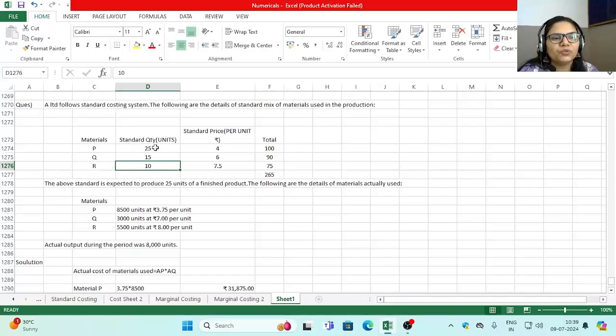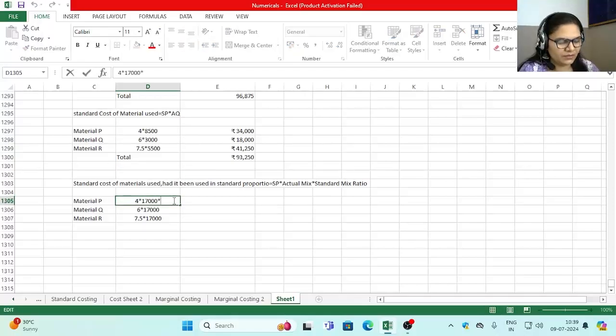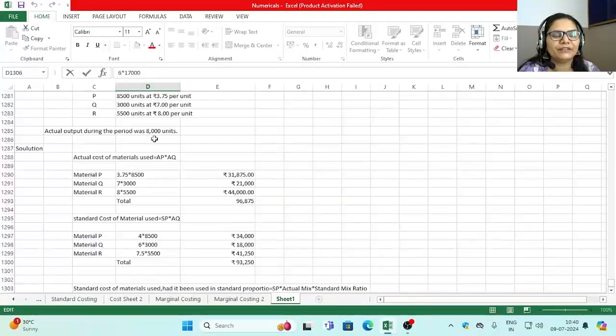And we have to find out the ratio of each composition of each material into a final product. So standard mix for material P will be 25 divided by total units, that is 25 plus 15 plus 10. So it will make 25 divided by 50. Similarly, for the next material, it will be 15 divided by 50.